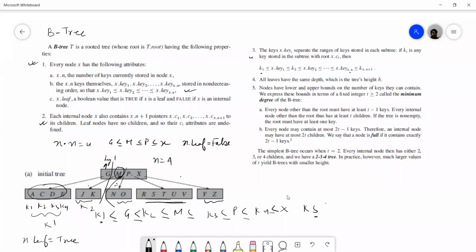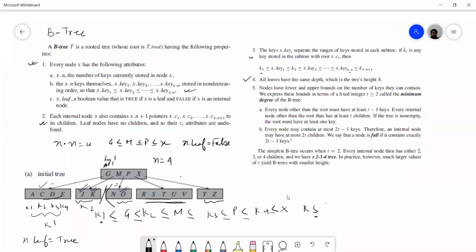Yes, sir. So see, it's very simple. See once again. The left subtree of G is what? The left subtree of G is this one, so every key is less. The right subtree of G is this one, every key is greater. The left subtree of M is this, every key is less. The right subtree of M is this, every key is greater, and similarly for P and X. So this is point number 3.